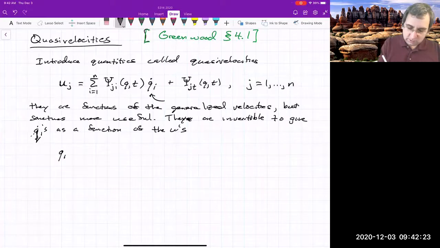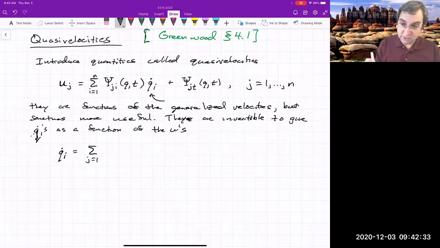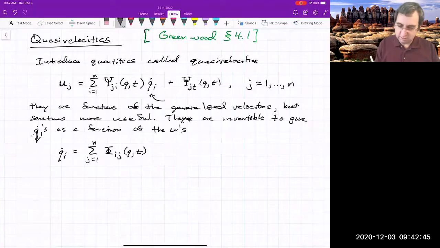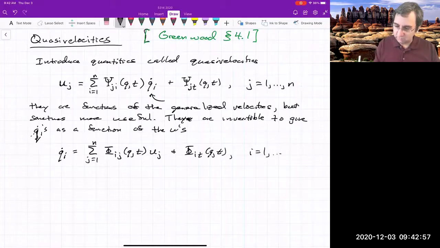So Q_i dot equals, I'll use the same notation as Greenwood. So it's the sum over j, and now this is capital phi_ij, which will also be a function of q's and t's, u_j, plus phi_i(t, q), a function of q and t, and i goes from 1 to n.